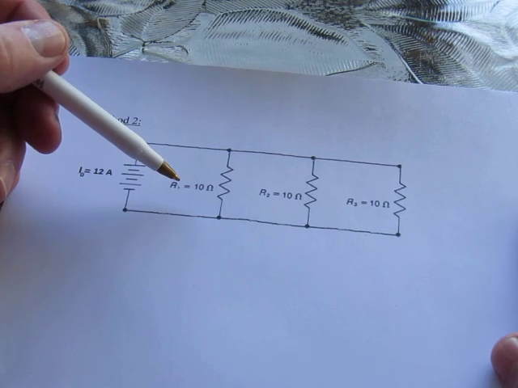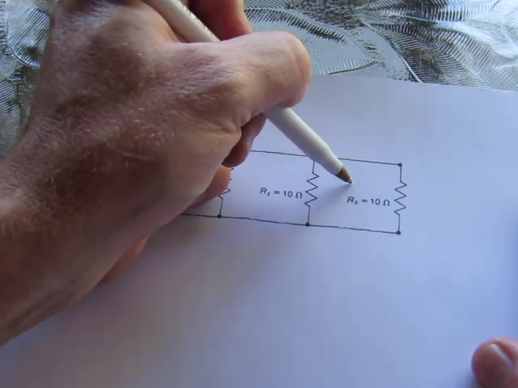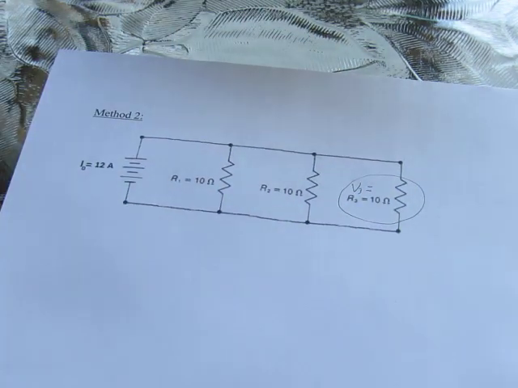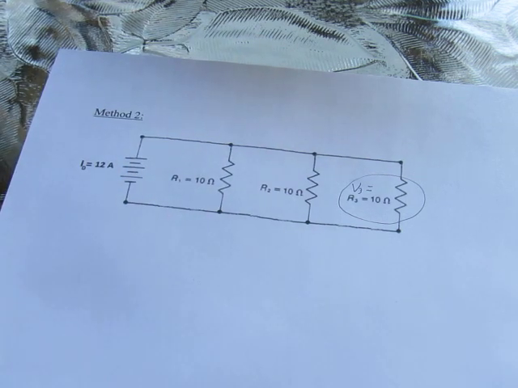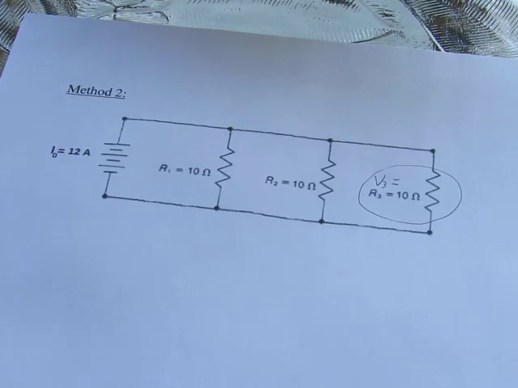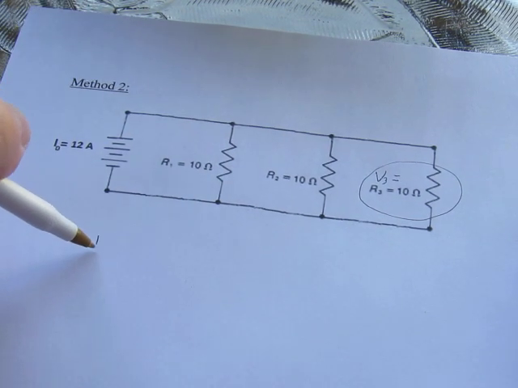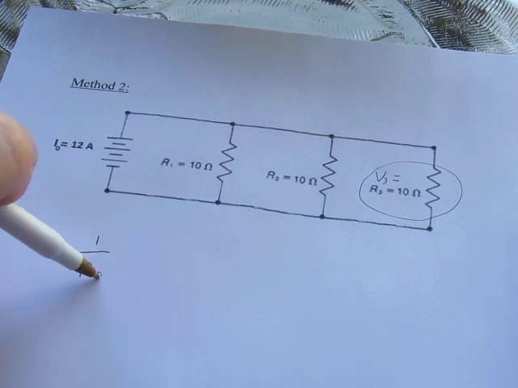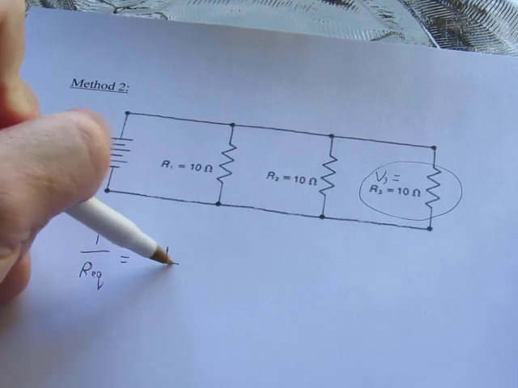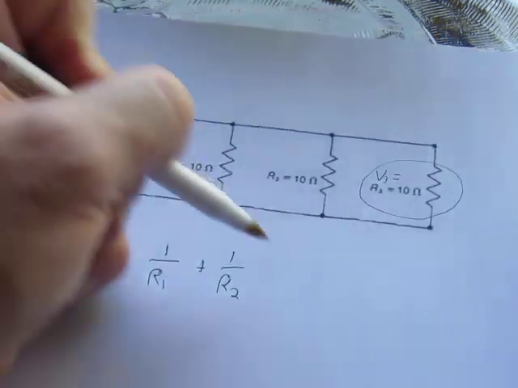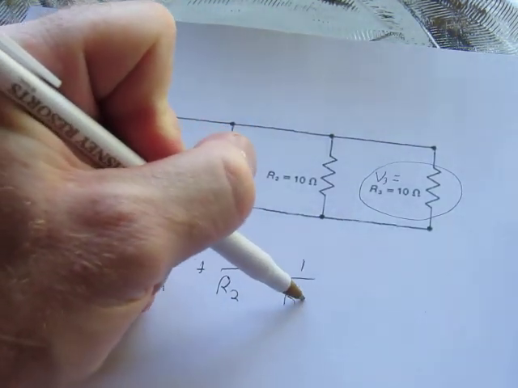So what else could you do? You want to solve for the voltage right here, voltage number 3. Well, you've got 3 resistors in parallel, and if you remember from last day, you can calculate the equivalent resistance of resistors in parallel by adding up the inverses. 1 over R1 plus 1 over R2 plus 1 over R3.